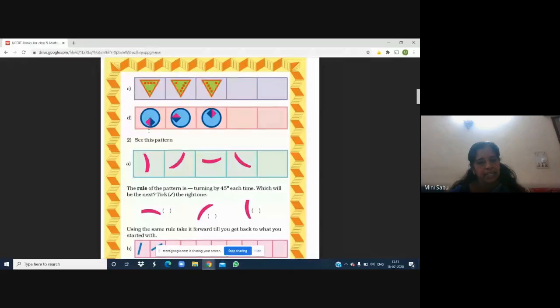Similar, same in the book also. Next one, you can see there is a circle. Inside the circle, there is a shape, and the circle is like that only. But this shape is moving from here. It is moving to this place.